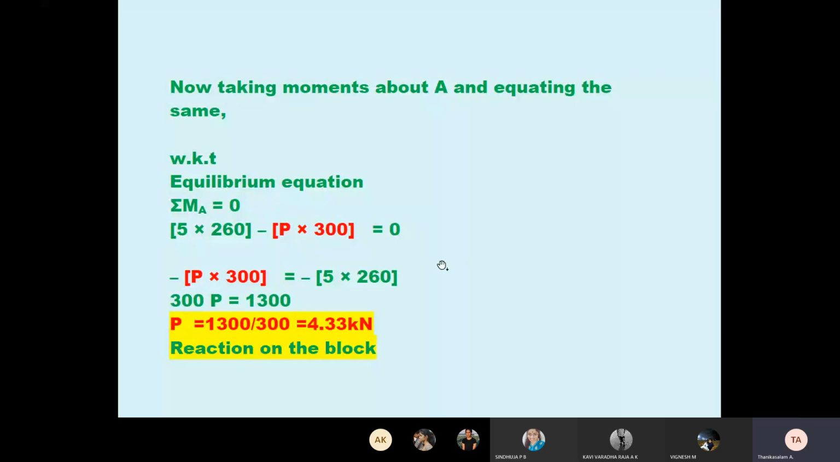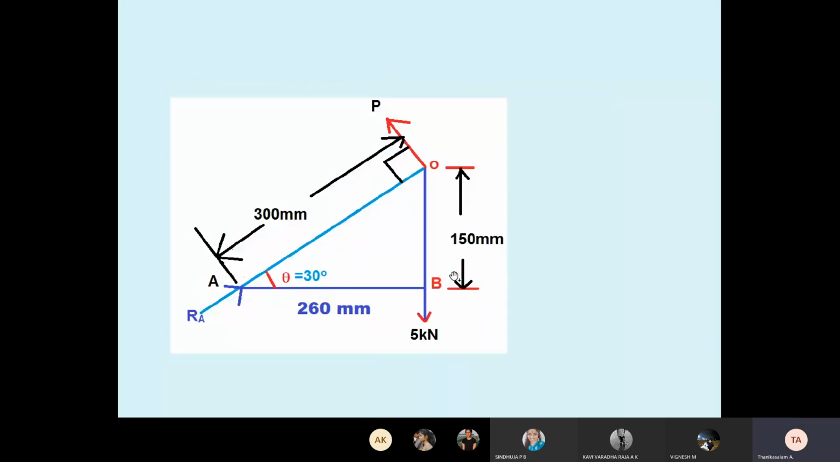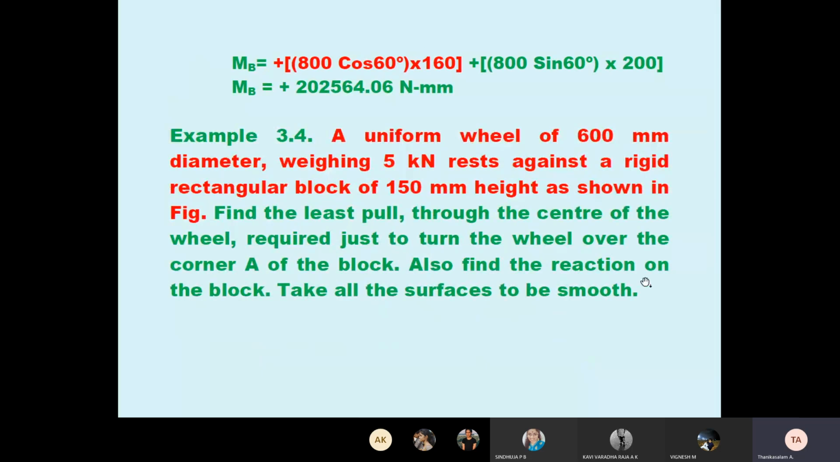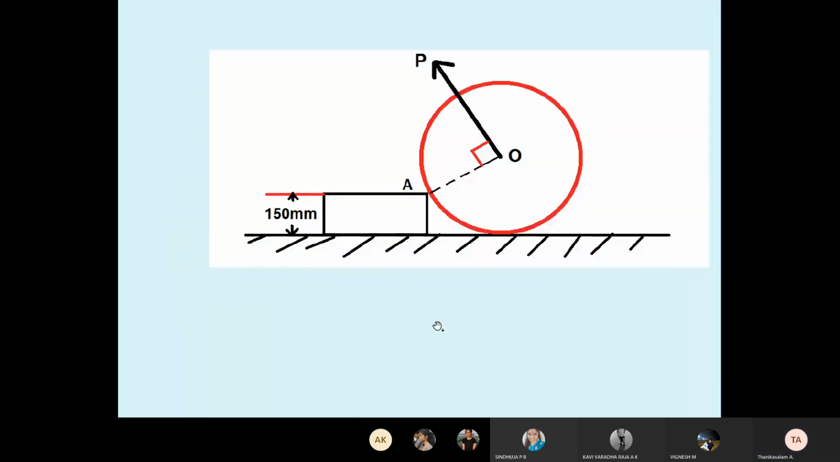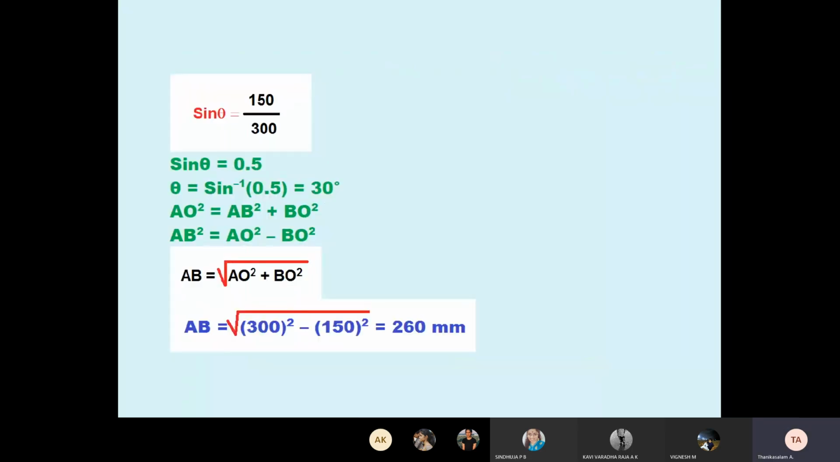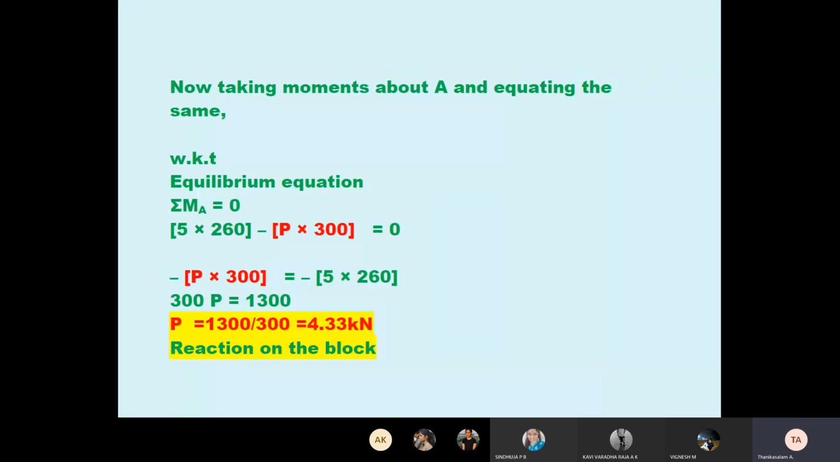It is a rigid body. Then what did they ask? They also asked to find the reaction on the block. They asked for RA also. We got P only, based on the moment with respect to A. We calculated clockwise moment minus anti-clockwise moment equal to 0. Okay, now see the diagram.